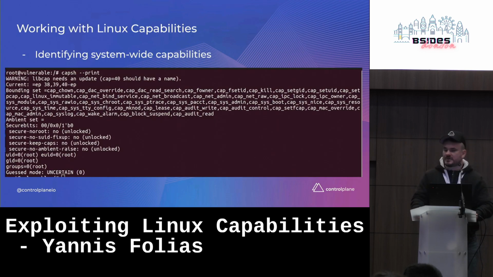We also need to understand how we will be able to work with Linux capabilities as soon as we get onto a host. The first action we would like to do is to identify any system-wide capabilities. There are some built-in tools for working with capabilities within Linux. One of them is capsh, which is actually a wrapper for interacting with capabilities on the Linux host.